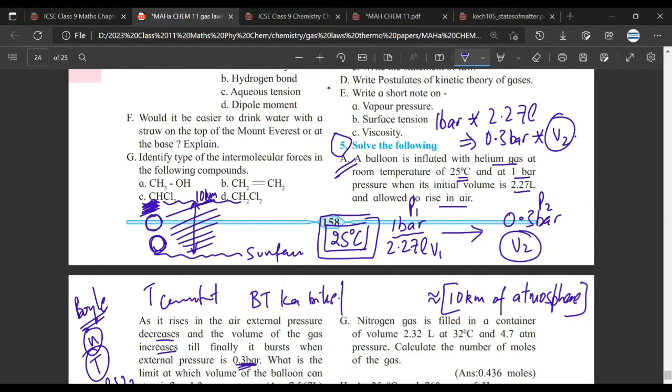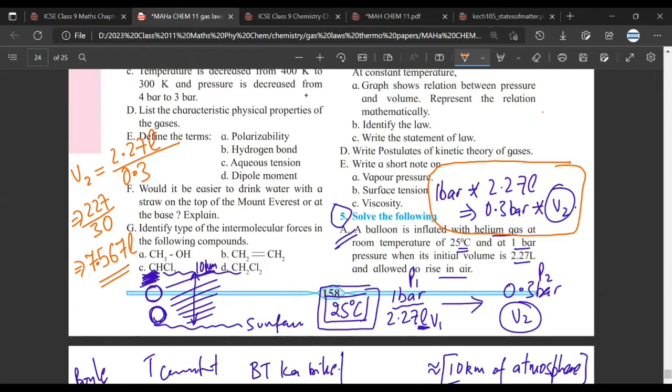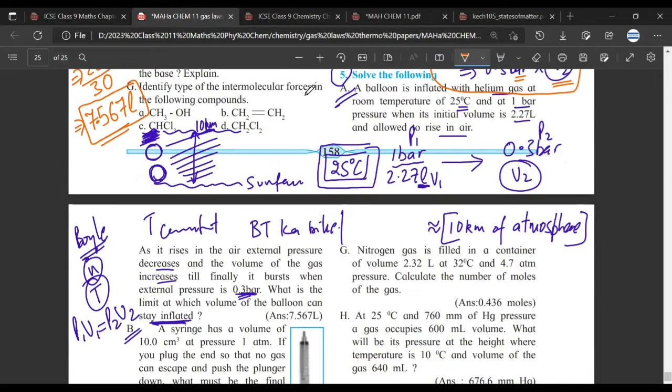If you solve this for V2, your V2 would be 2.27 upon 0.3. We apply P1 V1 is equal to P2 V2. So 1 bar into 2.27 liter is equal to 0.3 bar into V2. What we need to remember is that this V2 would come in liters, because bar and bar will get cancelled, so no unit conversion is required. So V2 would be equal to 2.27 liter upon 0.3, and if we solve this, the answer is 7.567 liters, which is the final answer.